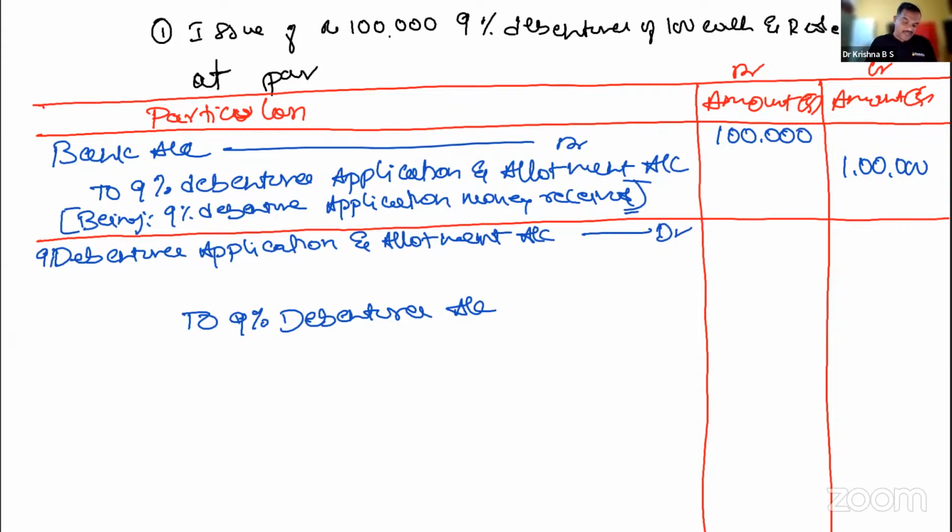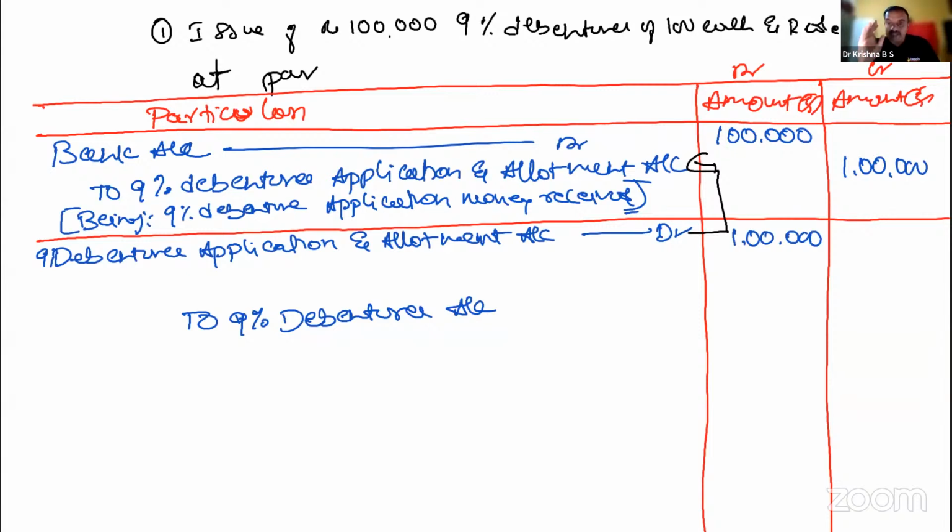Please concentrate. Debenture application and allotment account debit. To this, write the amount which is there in the previous entry. How much is there? What is the amount we have there? 1 lakh. Write that. Then to debentures account.